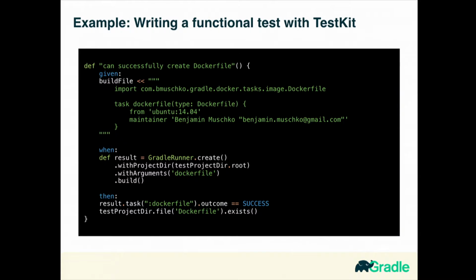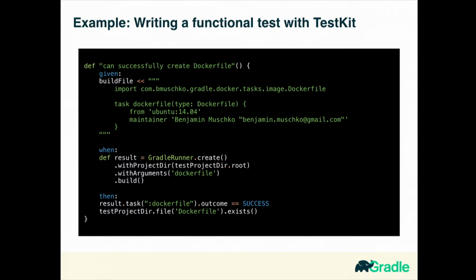So let's have a look at one example here that already uses the TestKit API. And as I mentioned before, we need to have a build.gradle file. So imagine the build file actually points to the file which already exists. And what we do here is that we create a task of a specific type. And that task is provided by my plugin again. And we provide certain method calls here, a from statement, a maintainer. And based on that definition, we basically create a Dockerfile when we run the task. So nothing too crazy.